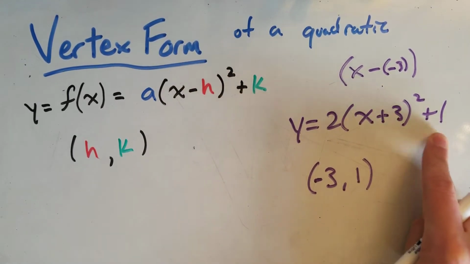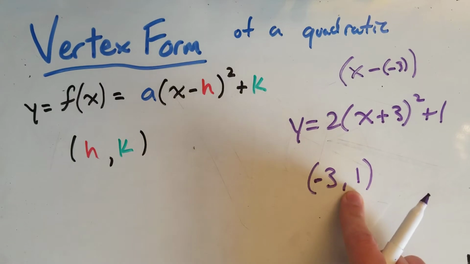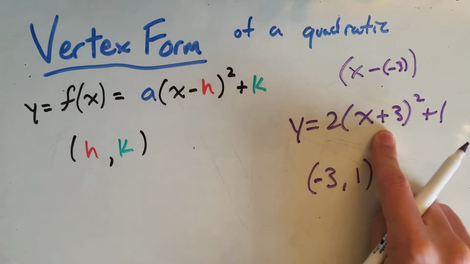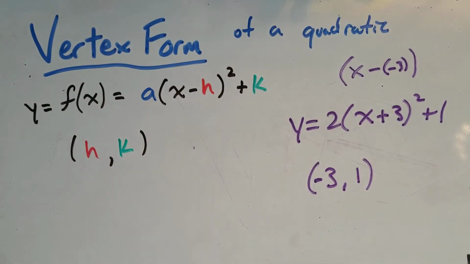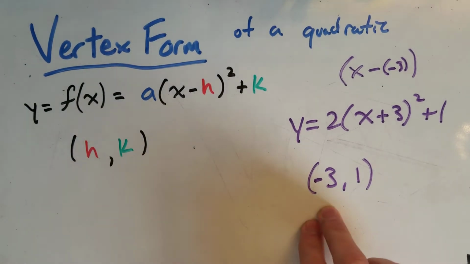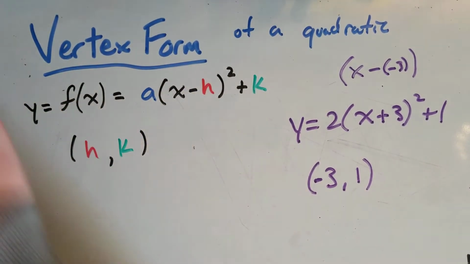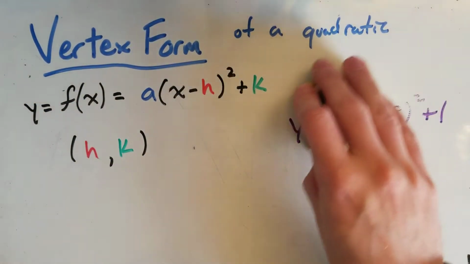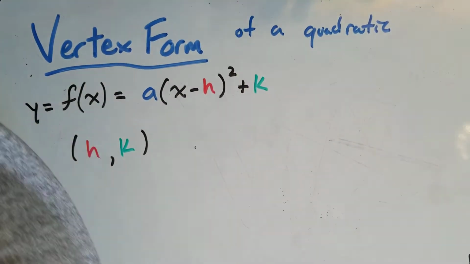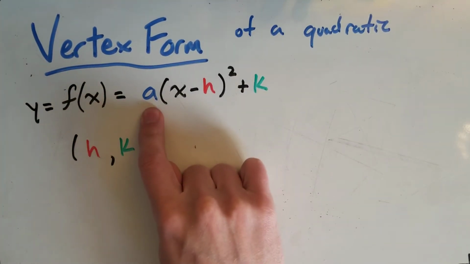The k is nice because whatever the sign is in front of it, that'll be the sign of the vertex. The h is going to be the opposite of what you see in there. Okay, so that'll give you the vertex. It jumps out to you. There's a lot of other properties with this that we'll go into more detail tomorrow. Today I just want to talk about the a in front.